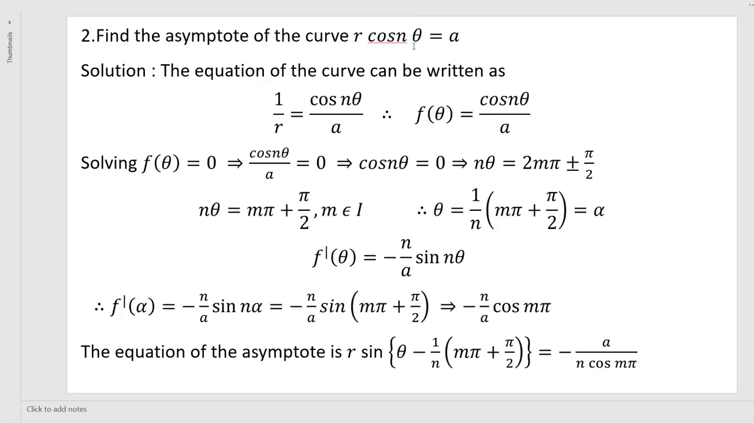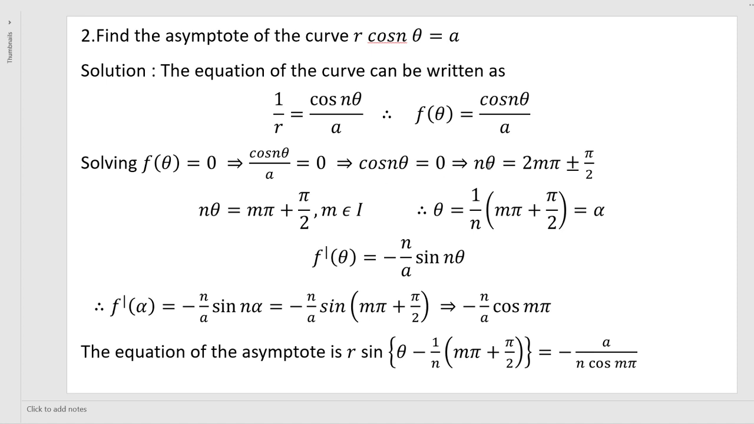Next, find the asymptotes of the curve r cos n theta is equal to a. The equation of the curve can be written as 1 by r is equal to cos n theta divided by a. F of theta is equal to cos n theta by a, because 1 by r is equal to f of theta. For solving f of theta is equal to 0, cos n theta divided by a is equal to 0, so cos n theta is equal to 0.